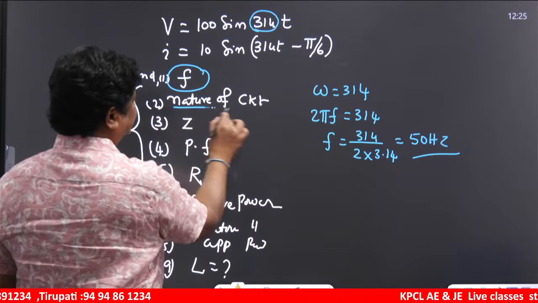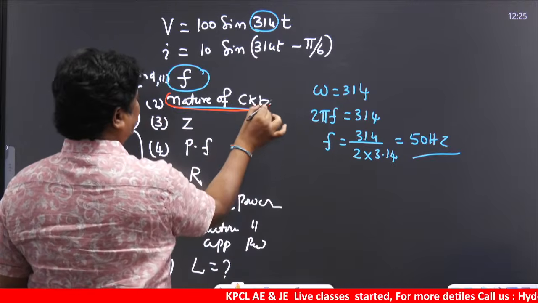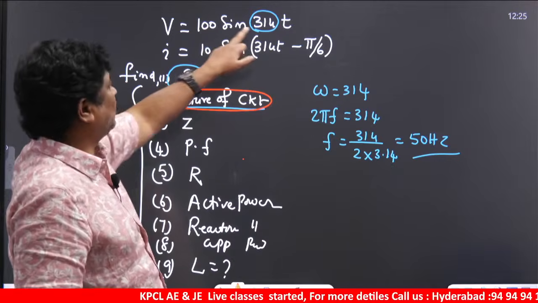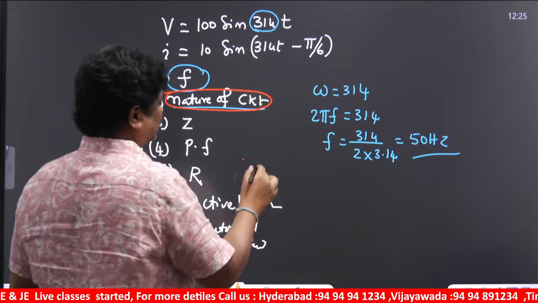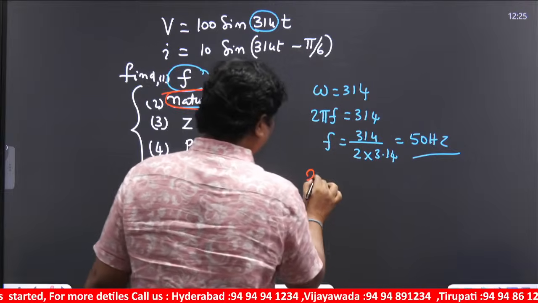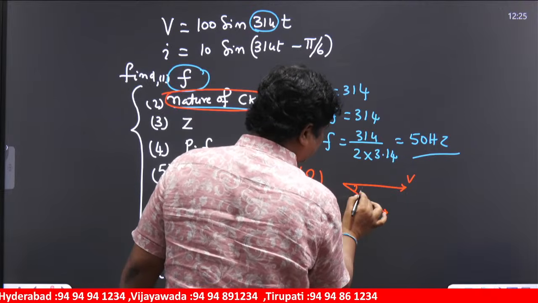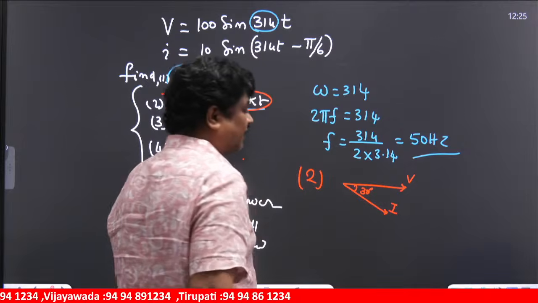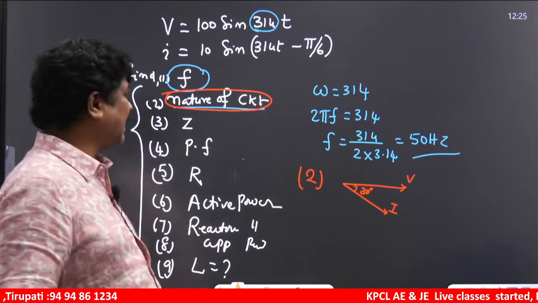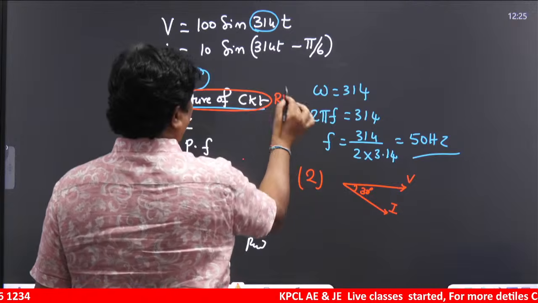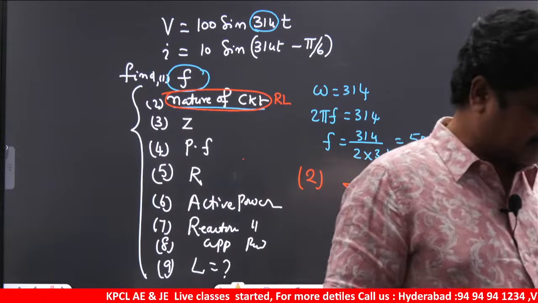Nature of the circuit, ma. What is the circuit we have to find? Here voltage is the reference. Current is lagging by 30 degrees. So voltage is here, number 2. Voltage is here. Current is lagging by 30 degrees. This is 30 degrees. Current I. So whenever current is lagging, there is an inductor. It is not 90 degrees, hence it is an RL circuit. This is called an RL circuit.